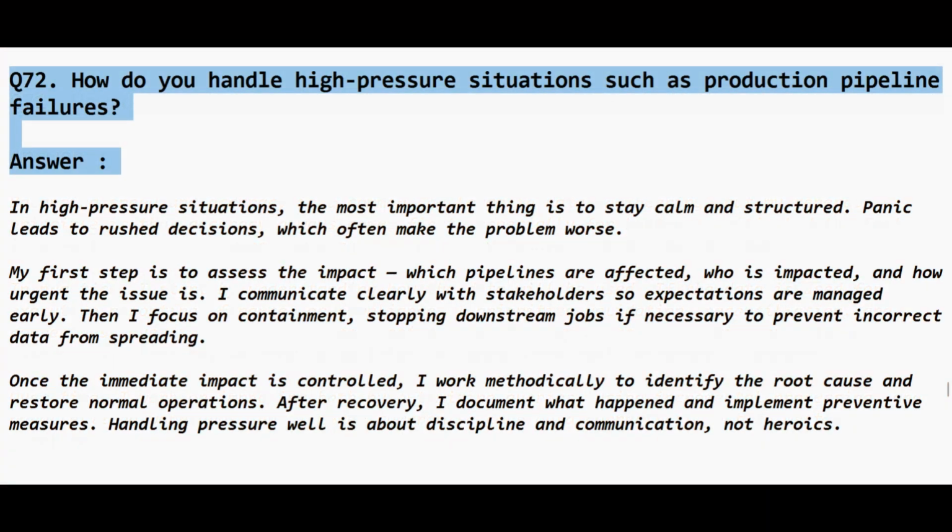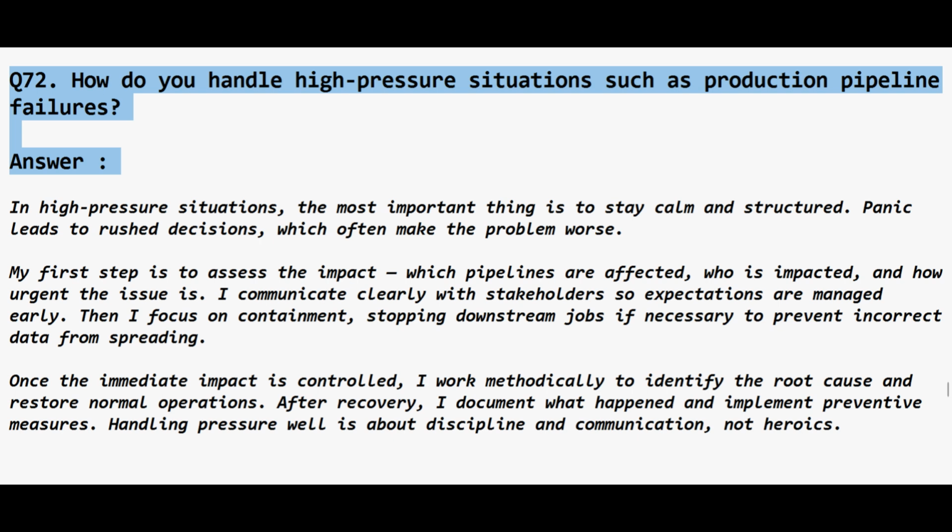Question 72. How do you handle high-pressure situations such as production pipeline failures? Answer. In high-pressure situations, the most important thing is to stay calm and structured. Panic leads to rushed decisions, which often make the problem worse. My first step is to assess the impact, which pipelines are affected, who is impacted, and how urgent the issue is. I communicate clearly with stakeholders so expectations are managed early.